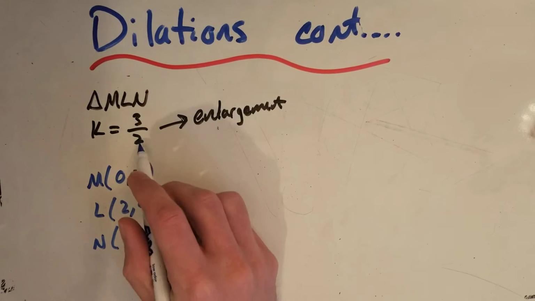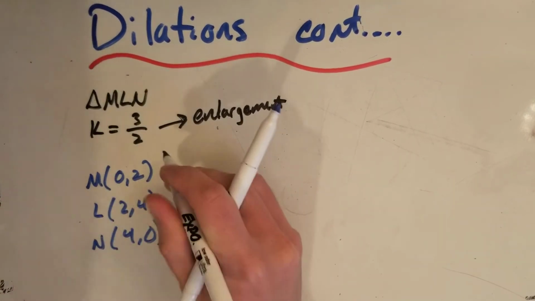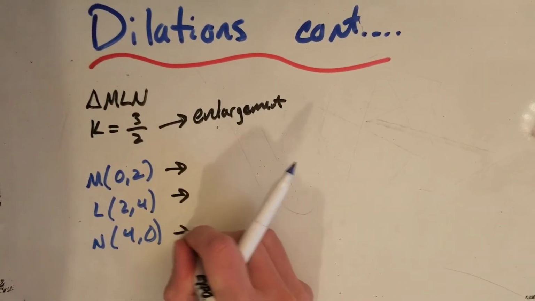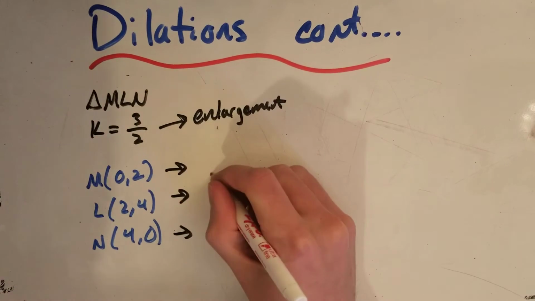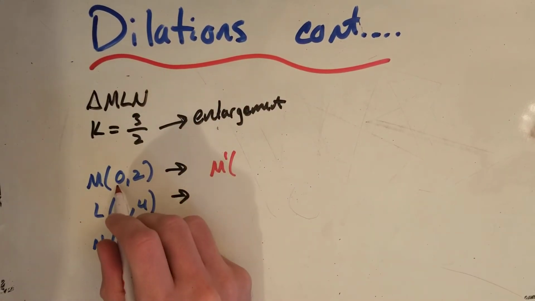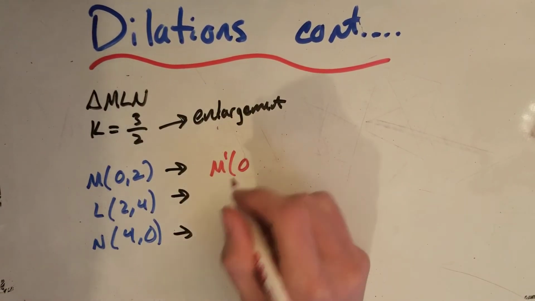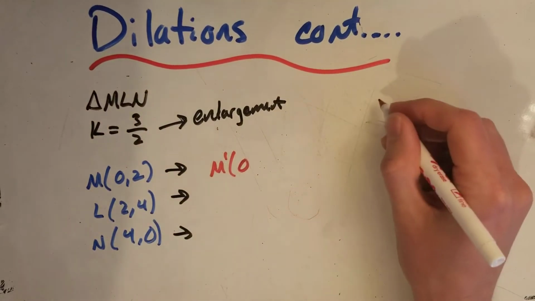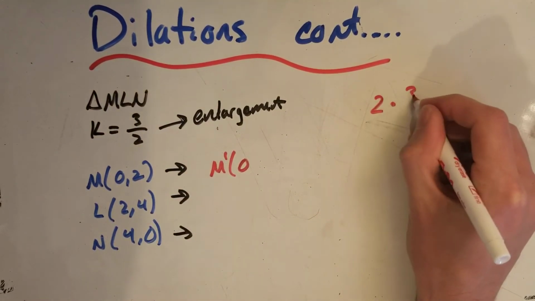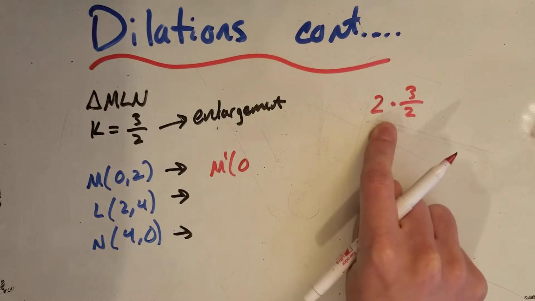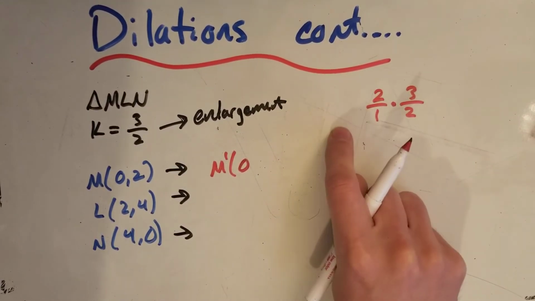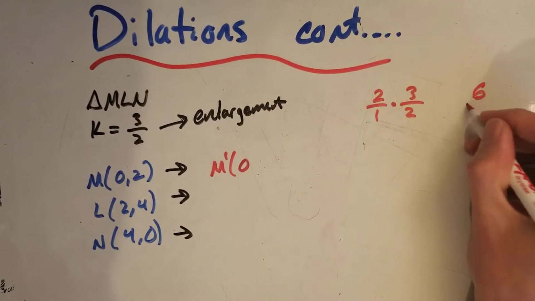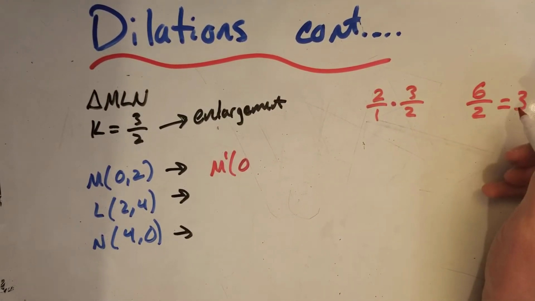So if we're changing by a scale factor of 3/2, K equals 3/2, that means everything's going to get multiplied by 3/2. So let's start with M. M prime, we're going to do 0 times 3/2. Well, 0 times anything is 0. And then we're going to do 2 times 3/2. If we need a little help or a reminder, I'm going to write 2 as 2/1. You multiply straight across, and you would end up with 6/2, which equals 3.